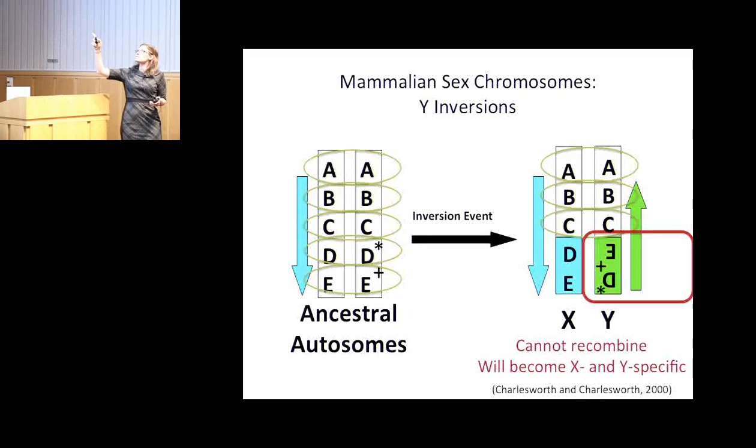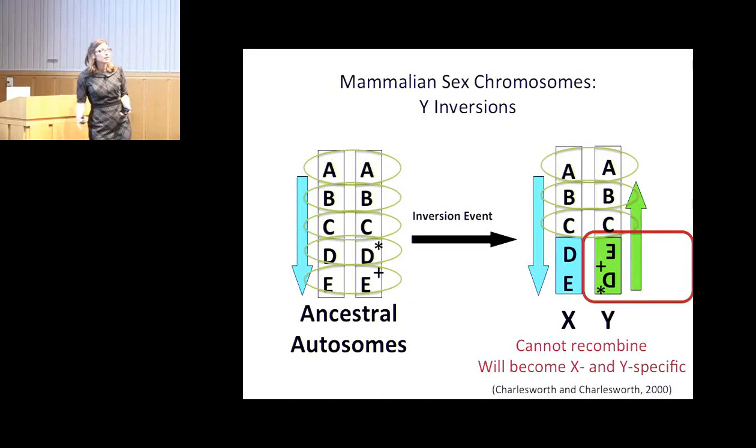And genes in this region that's not recombining will become X and Y specific. So now they're no longer alleles. Now they'll become unique genes. Well, they may have their own allelic variant. But, so we'll look at this real quick.